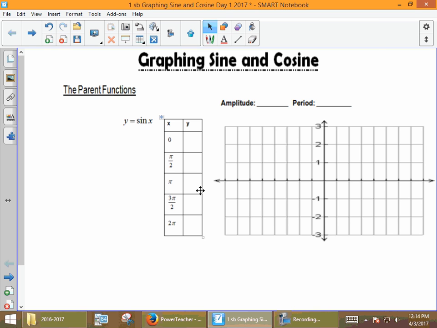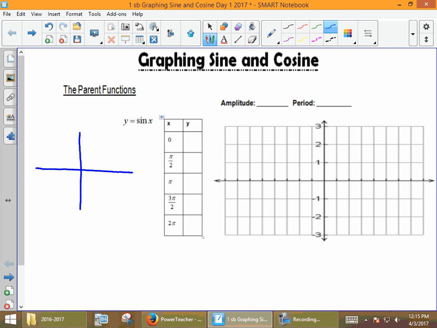So where the points for the sine graph and the cosine graph come from are just the unit circle. We could sit there and plot every single sine value around the circle, or every single cosine value around the circle. It'd be really obnoxious, but we could do it. But we're only going to graph the values at 0, pi over 2, pi, 3 pi over 2, and 2 pi.